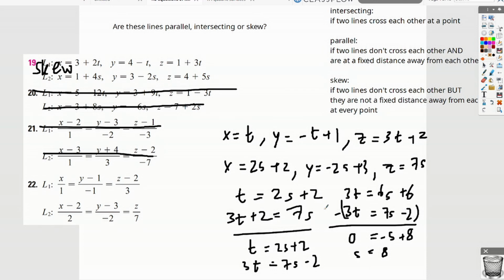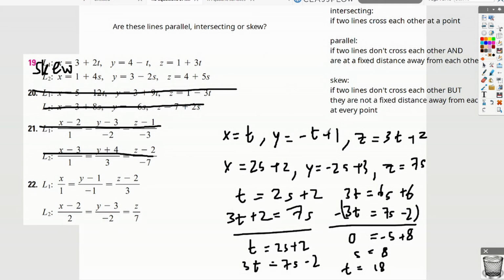Now, we put it into y. If it works, then the two equations are intersecting. And which point do they intersect at? They intersect at x, y, z. But if it doesn't work, then they are skew. So let's put, okay, I'm just going to put t down here first. 2 times 8 plus 2 is 18.